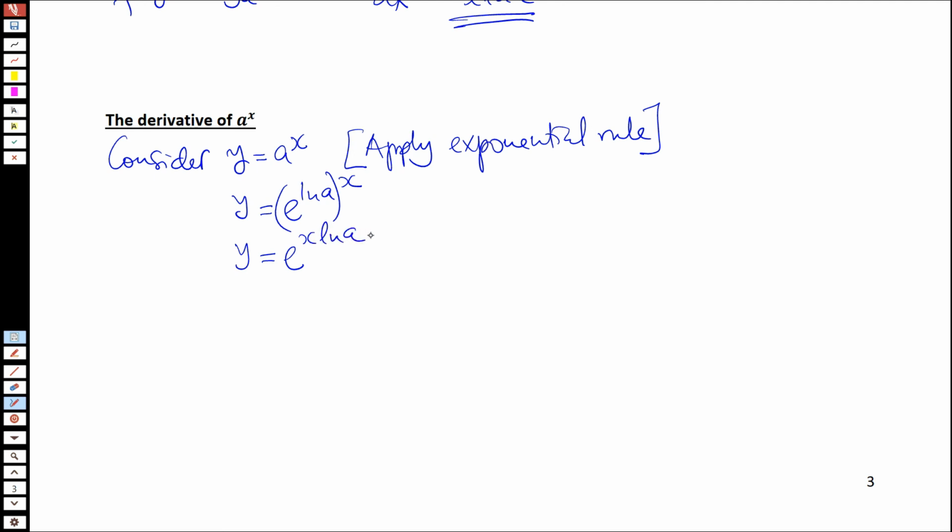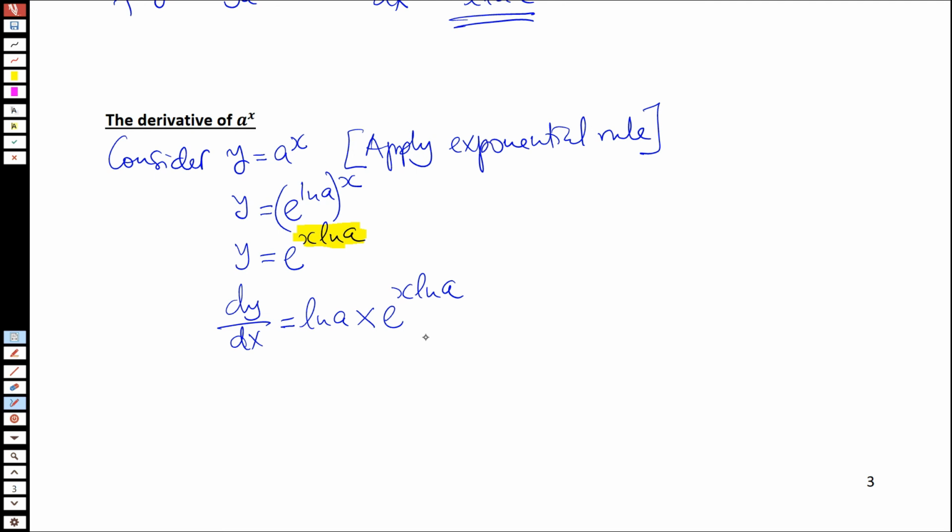The reason behind using the exponential rule is so that you can use the chain rule, because here you have a function inside another function. And we know that if you have that kind of situation, you can apply the chain rule to differentiate this function. So dy over dx will be equal to the derivative of the power, and the variable is just x, so that will be ln a, because that's just a constant, multiplied by e to power u, and u is just x ln a, so that will be e to power x ln a.